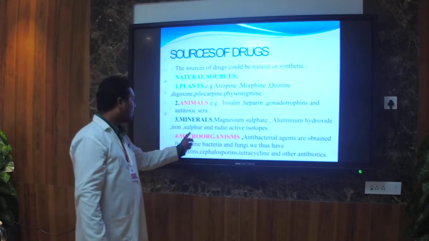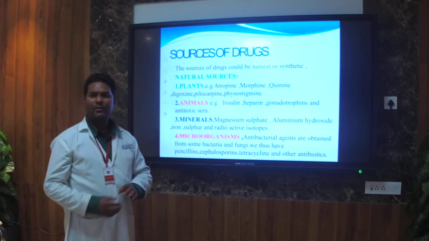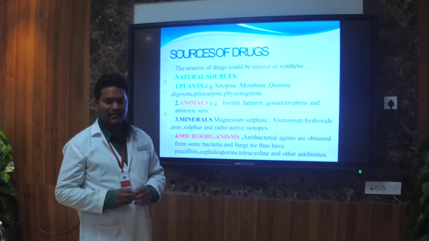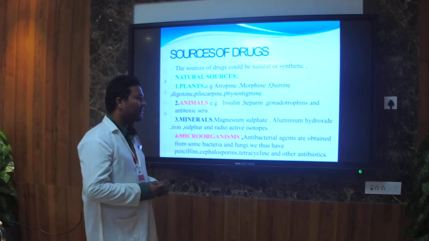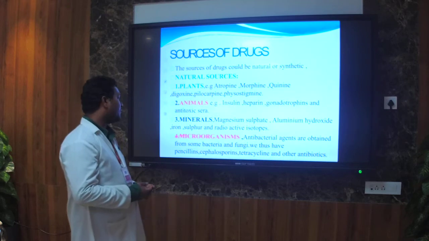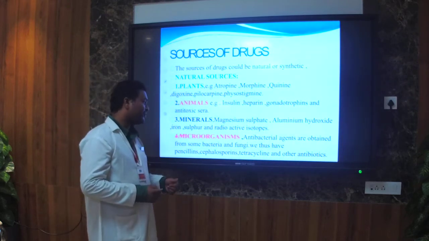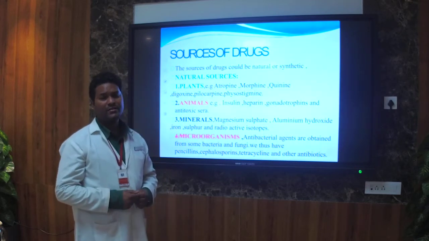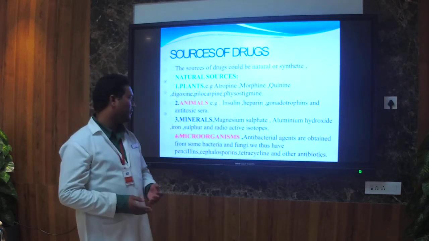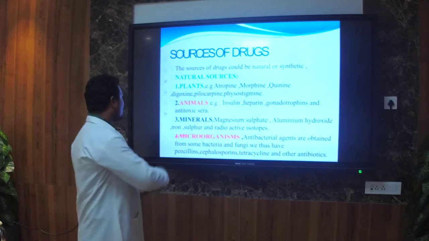And then we have the microorganisms. Most of the microorganisms are the good bacteria. Okay, so we call it antibacterial agents, which are obtained from some bacteria and fungi. We thus have penicillin, cephalosporin, tetracycline and other antibiotics which are derived from the other microorganisms as the source of the drug.